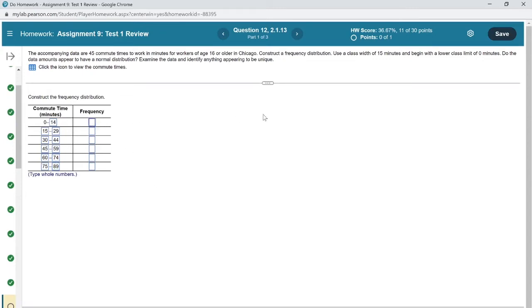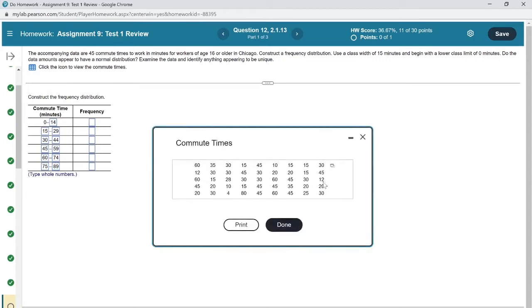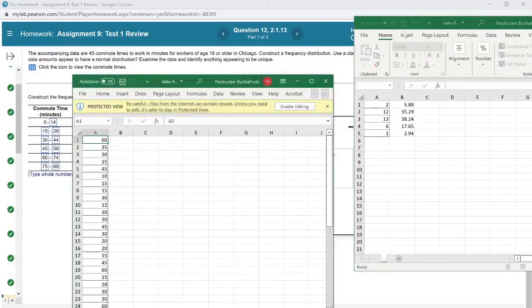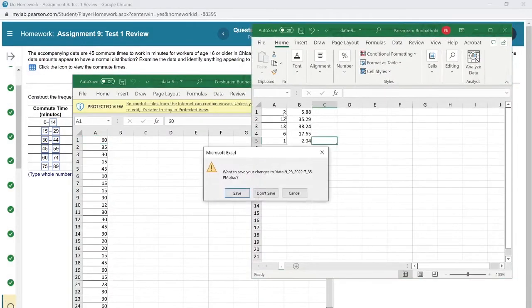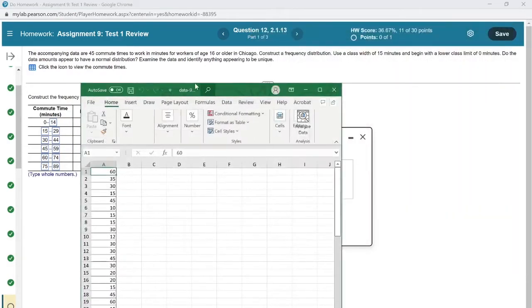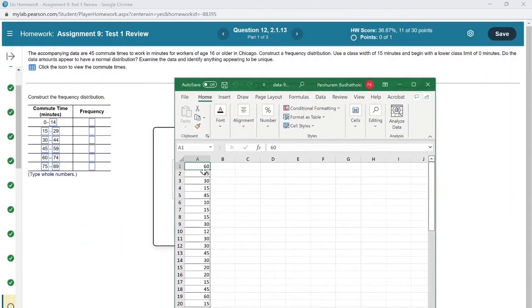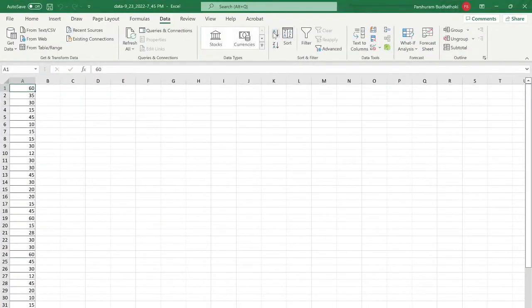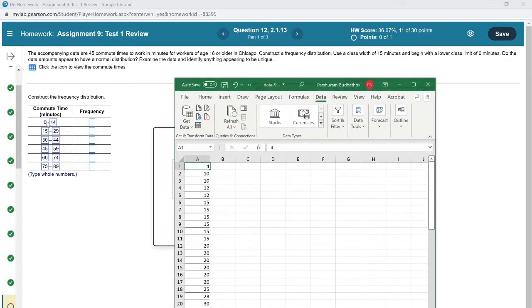Now we need to find the frequency. For the frequency we need to use this data, so I'm going to copy this data in Excel. This is my previous one, so I'm going to close this, and this is our data. We can always sort this data by going to Data and then Sort. So now it's sorted data. So we can find the frequency from 0 to 14. As you can see here, 1 2 3 4 5 data are from 0 to 14, so it's 5.